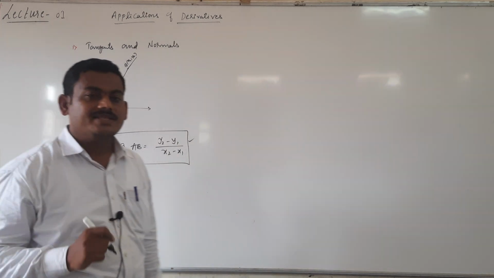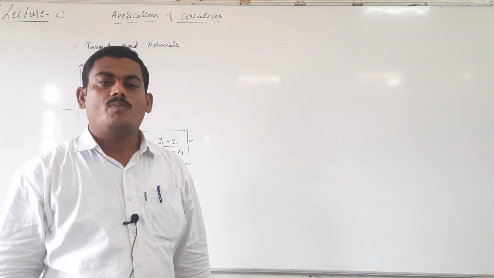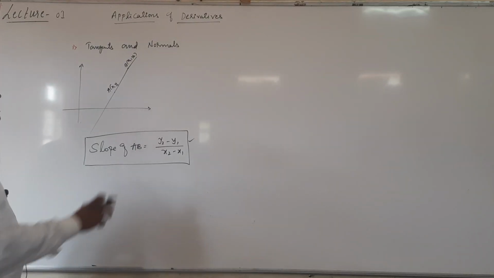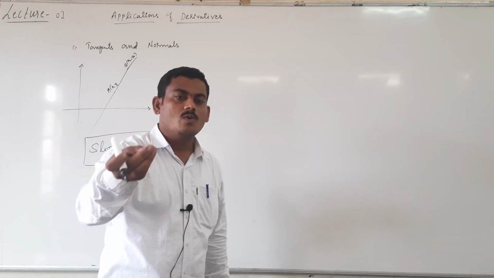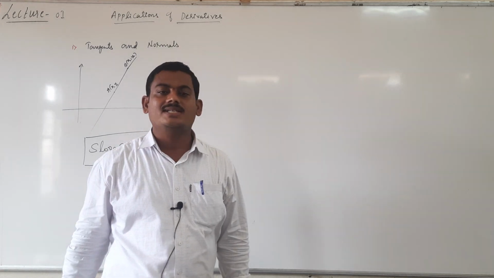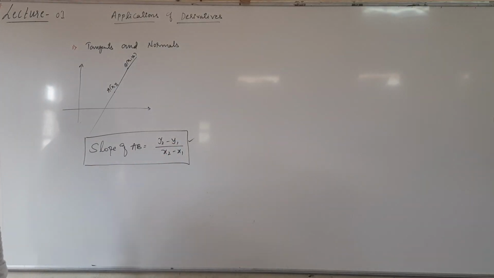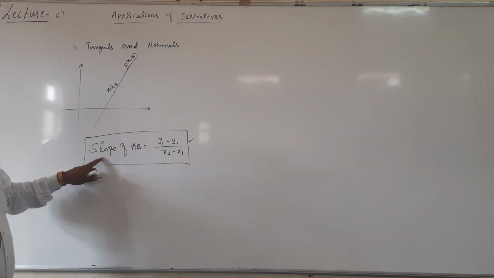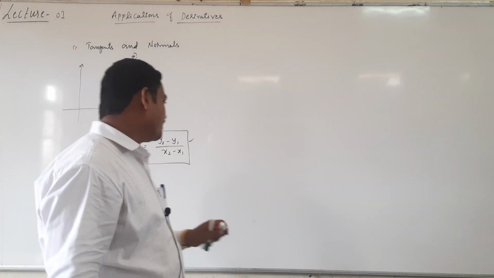Whenever inclination is given, then slope is nothing but tan theta. Tan theta is known as slope when inclination is given. Suppose instead of inclination, line joining 2 points is given. Whenever 2 points on the line are given, then its slope is y2 minus y1 divided by x2 minus x1, right? Slope of line joining 2 points or slope of a line passing through 2 points.